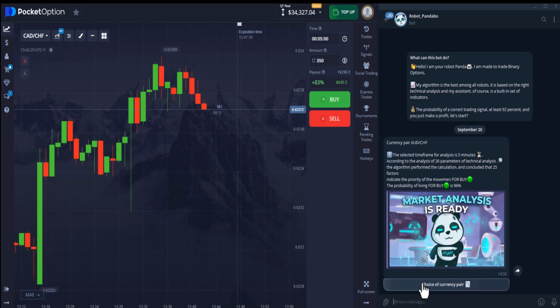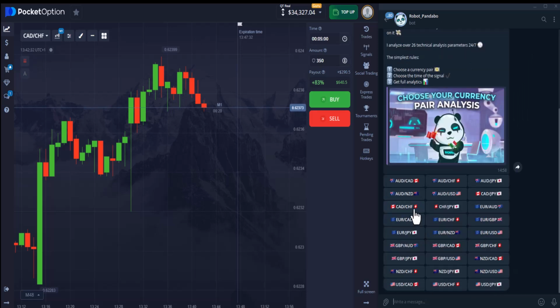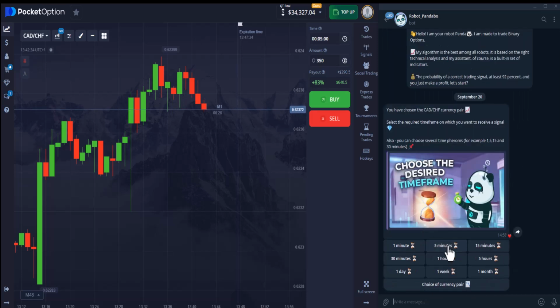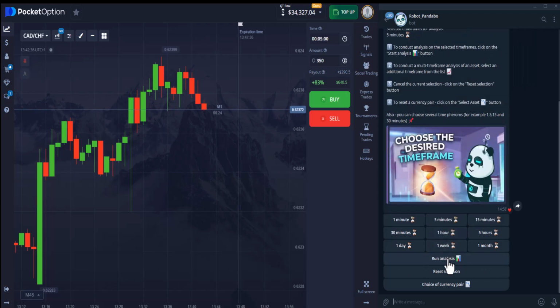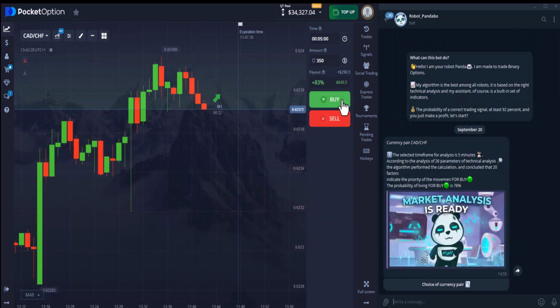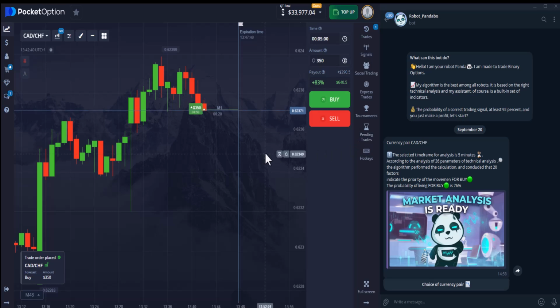And now our second deal is going to be the currency pair Canadian dollar to Swiss franc, 5 minutes expiration time, and my trading bot indicates the priority of movement for buy.